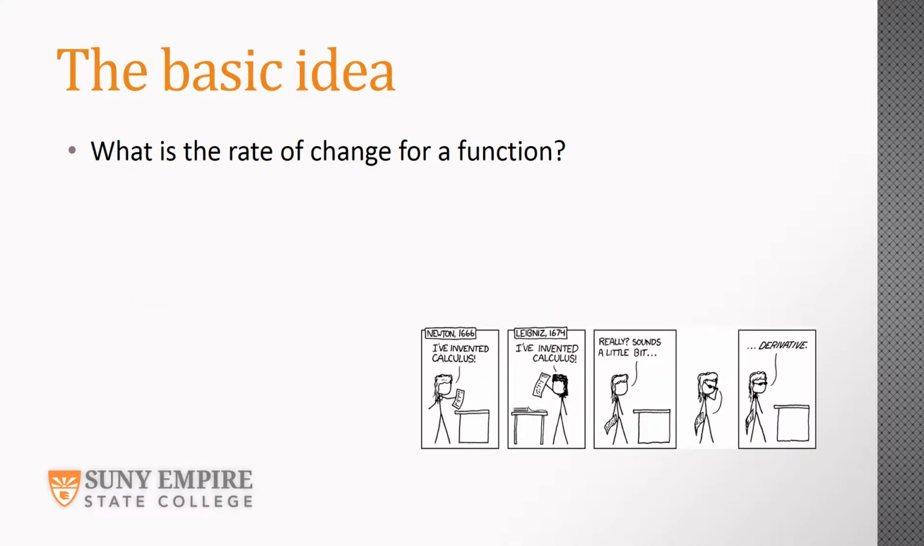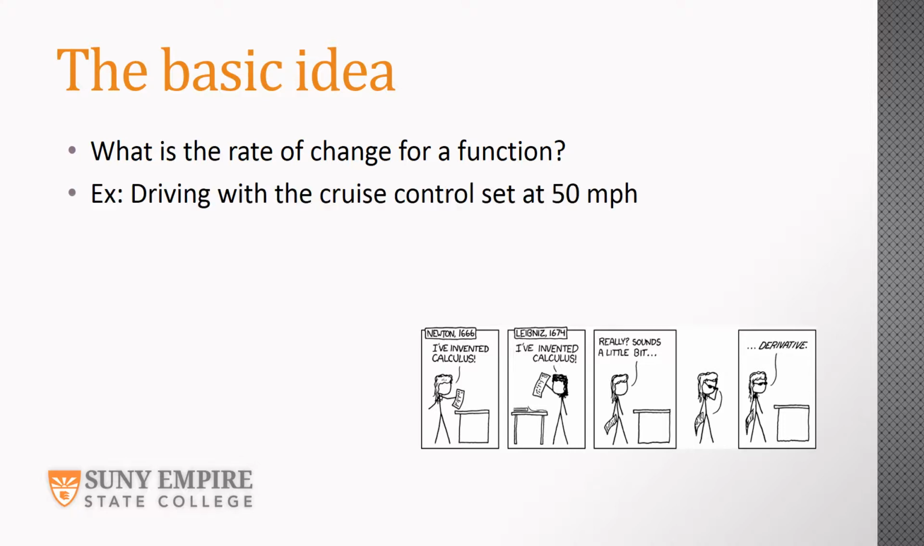A derivative is the rate of change for a function for any value in its domain. If certain conditions are met, this derivative can be found explicitly. For certain functions, it is easy to find the derivative. For example, if we consider the function described by driving with the cruise control set at 50 miles per hour, it is trivial to show that the rate of change is exactly that 50 miles per hour.